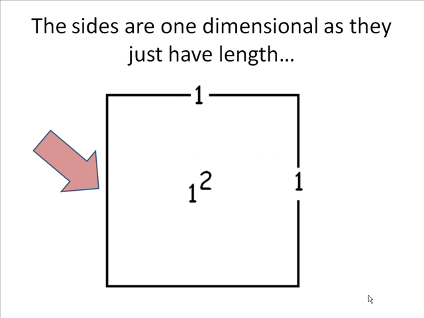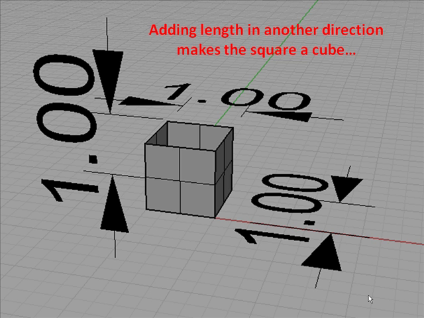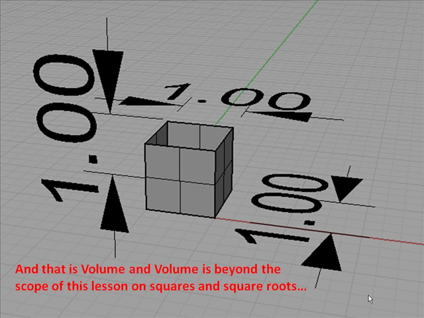The sides are just one-dimensional, as they just have length. The middle part is two-dimensional, as it is the area surrounded by length in two directions. It is the x and the y. It is the area. Adding length in another direction makes the square a cube.